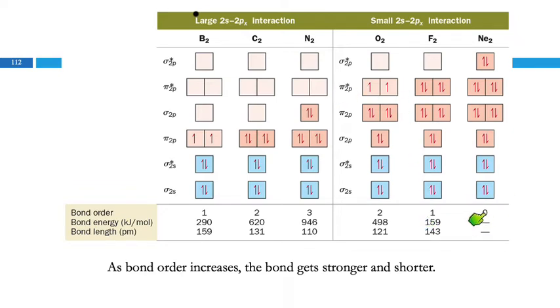And when we get over to neon, all of these are full, which is an equal number of bonding and anti-bonding orbitals, and so the bond order is 0. And we can look at the bond energies and the bond length, and we see that there is a correspondence: as the bond order goes up, the energy goes up, and the length goes down.